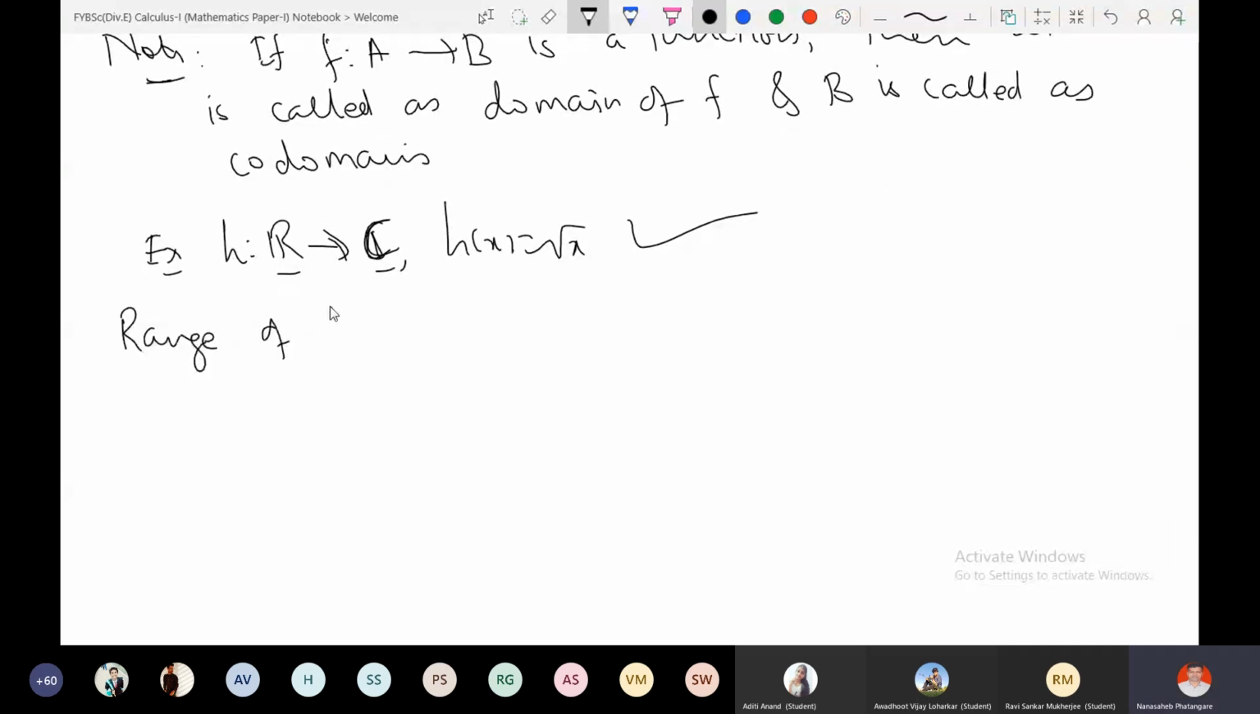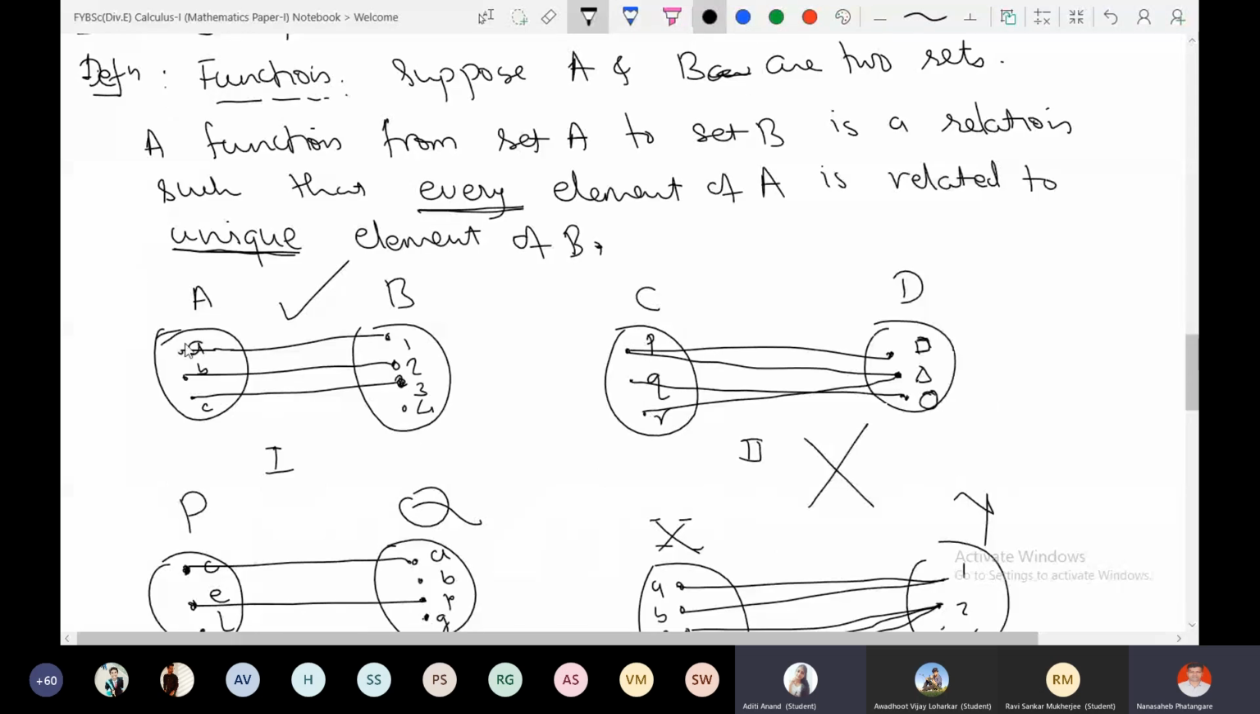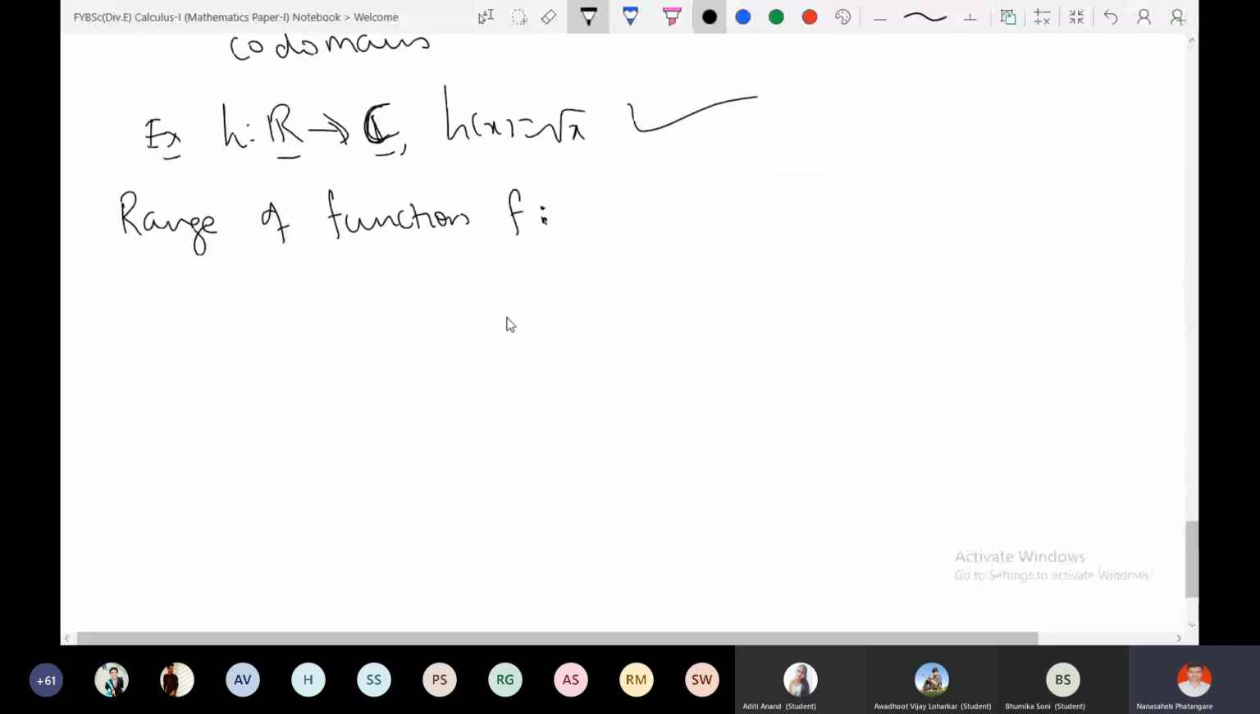Range of function f: not all values of y, but a subset of the codomain. In our first example, A, B, C with 1, 2, 3, what is the range here? B is the codomain, no doubt, but the range is the elements 1, 2, 3. Only 1, 2, 3 are in the range. 4 is not in the range, right?